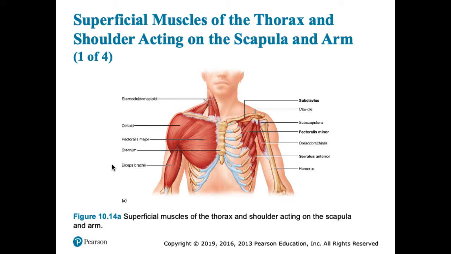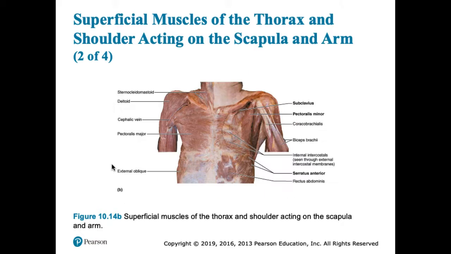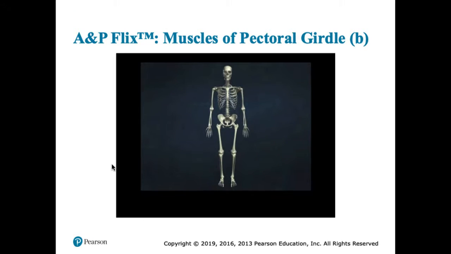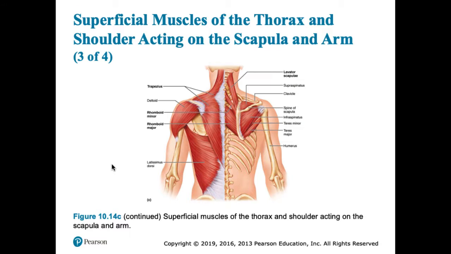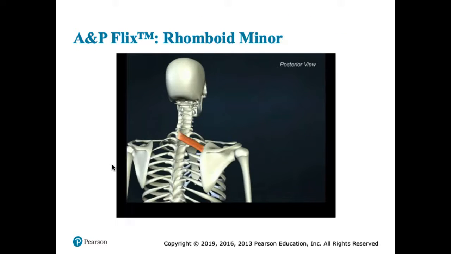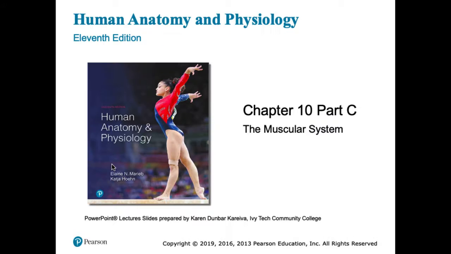It is also important to know the muscles of the thorax and shoulder that act on the scapula and the arm. There's the cadaver view, and of course, the A&P flicks for those. Continuing on, looking at the muscles acting on the scapula and arm, cadaver view as well, and of course, the videos associated with that.